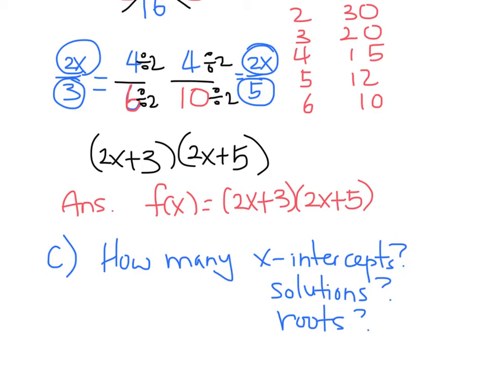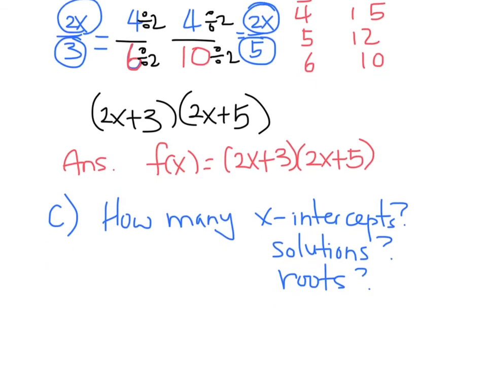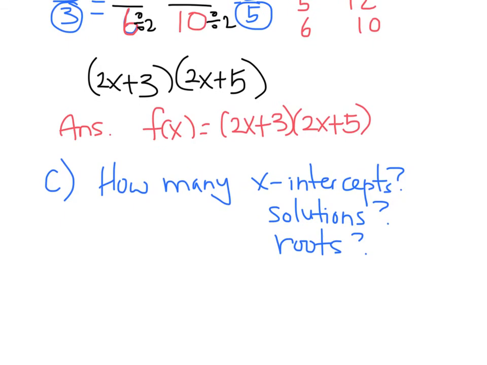Okay, does anybody know what x-intercepts mean? For those of you who don't understand, an x-intercept means the point where the graph is touching the x-axis, right? So if we have an equation right here, how would we find our x-intercepts? We find our x-intercepts by factoring our equation, okay?